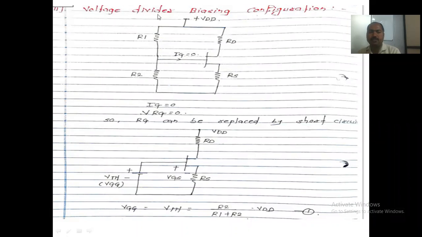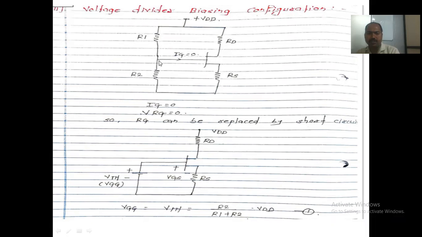We have seen another point, that is the voltage divider biasing configuration. This is one of the important biasing configurations, used all over the world. During this configuration we use two resistors R1 and R2. This is the drain resistor, this is the source resistance. For that configuration we must consider the gate current flowing through the device to be 0. So since the current is 0, V equals I into R, so VRG equals 0. So RG can be replaced by a short circuit.